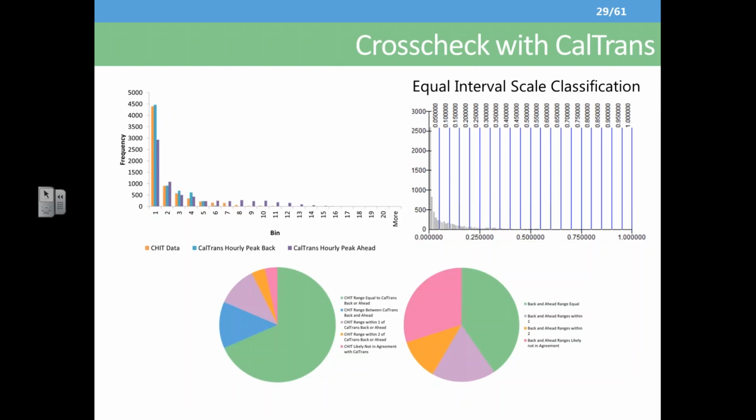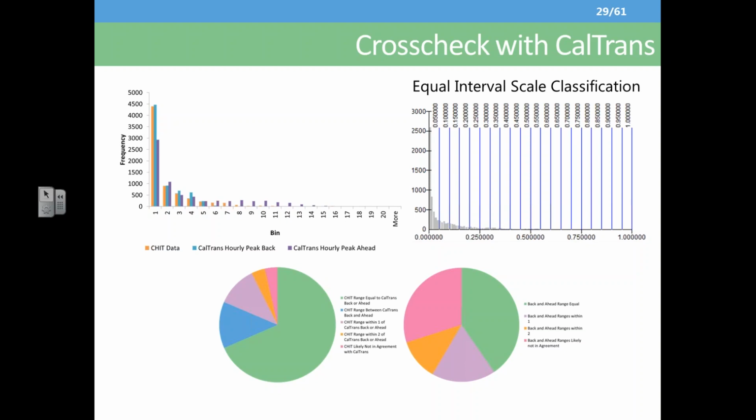And to look at that a little bit more, here on the top left is the histogram of each of the three sets of data: the simulation data in orange, the CalTrans hourly peak back, and the CalTrans hourly peak ahead. This on the right is the histogram for the simulation data by itself. If you bin it according to 5-point increments on that scale of 0 to 1, that's the histogram for all three that we're showing on the left. And you can see that the simulation data in orange matches the back direction in the CalTrans observed data, in that light blue, a lot better than the purple bars in that histogram on the left.